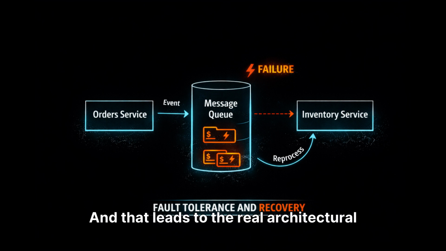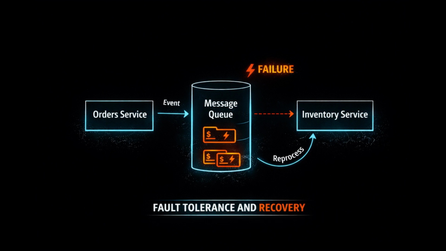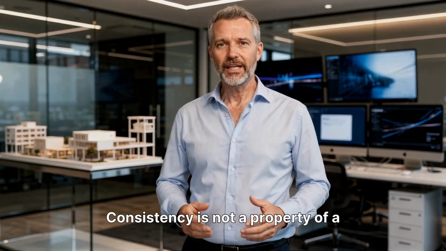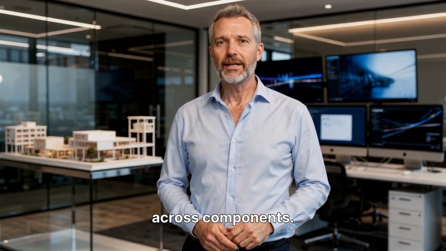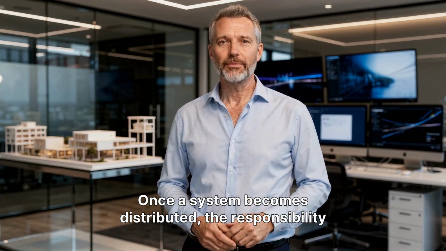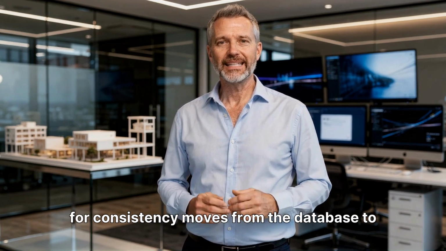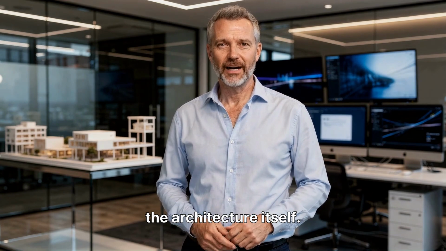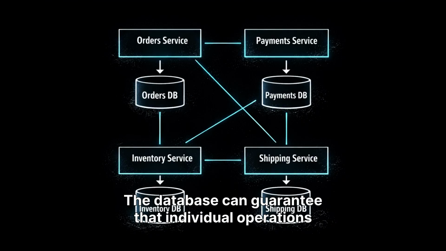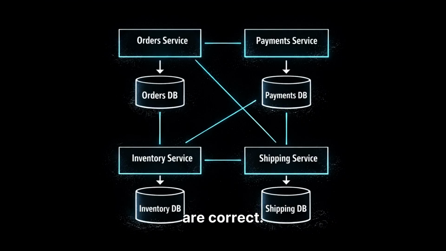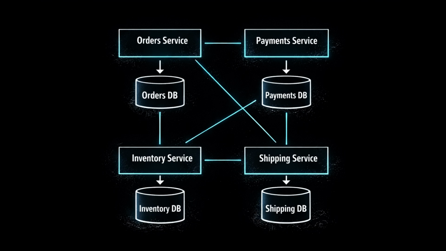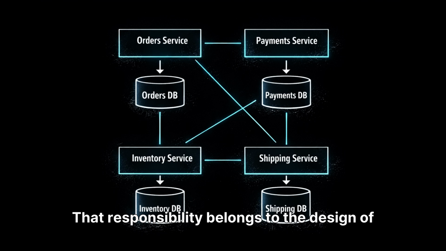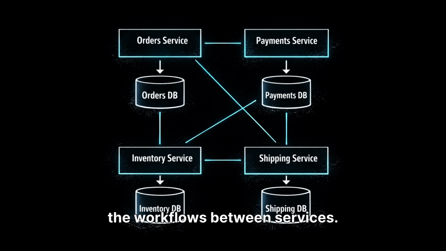And that leads to the real architectural insight. Consistency is not a property of a component. It is a property of a process across components. Once a system becomes distributed, the responsibility for consistency moves from the database to the architecture itself. The database can guarantee that individual operations are correct, but it cannot guarantee that the system behaves correctly. That responsibility belongs to the design of the workflows between services.